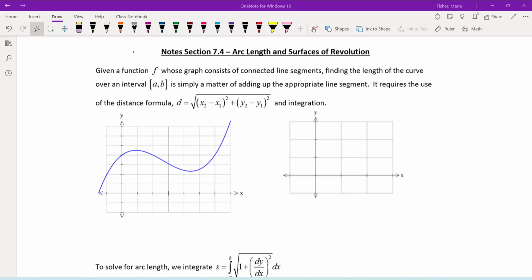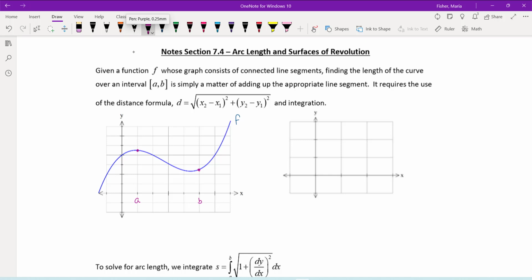So to begin with arc length, what we say is, given some graph, and we're going to call this graph f, and the graph of f consists of connected line segments. To find the length from A to B, so let's say that this right here is A, and we want to find the length from A all the way to B. We're going to call this here B.